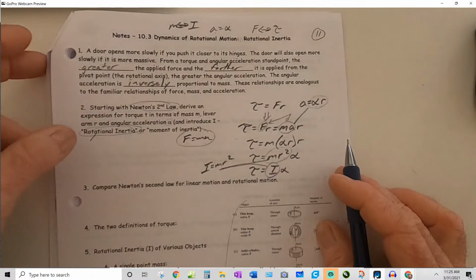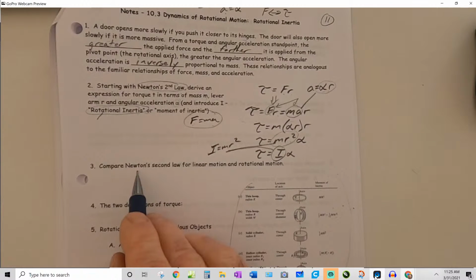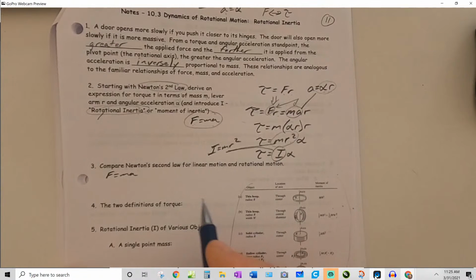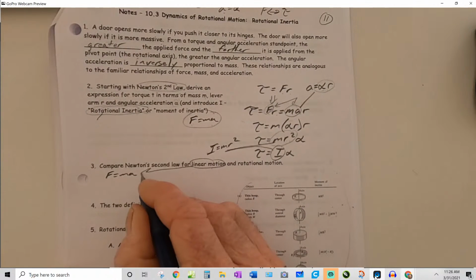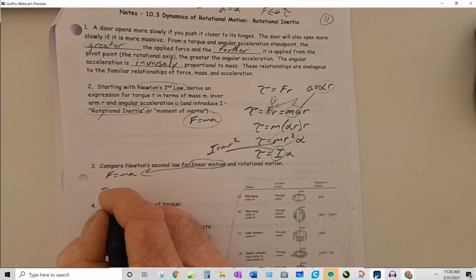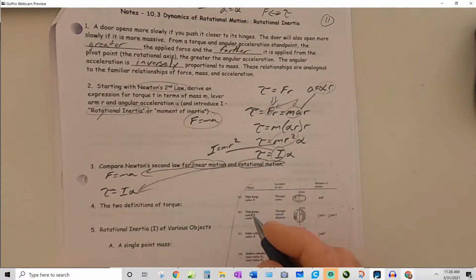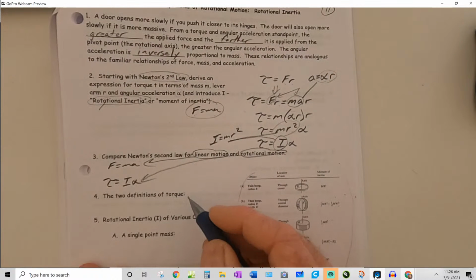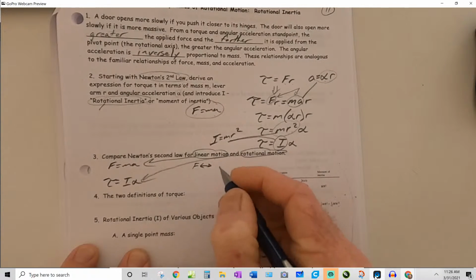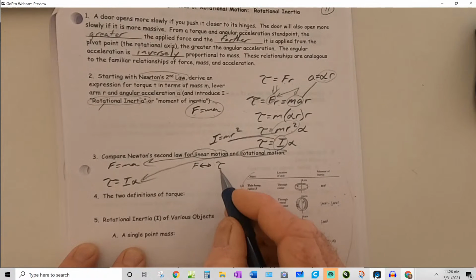And on this next line, this is just formalizing what's been done here. So Newton's second law is F equals ma. That's Newton's second law for linear motion. And Newton's second law for rotational motion is torque equals I alpha. And the analogous things in there, instead of force, now we have the rotational analog of force, which is torque. Torque is sort of a twisting force.